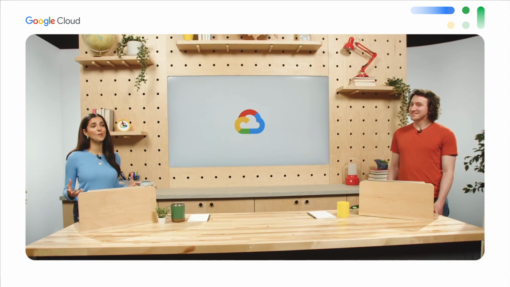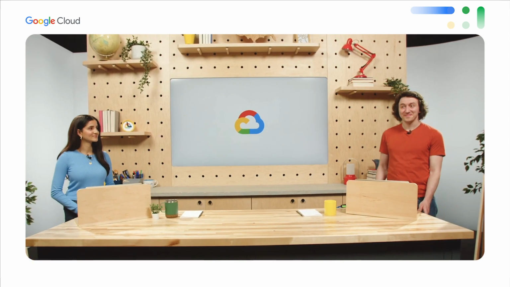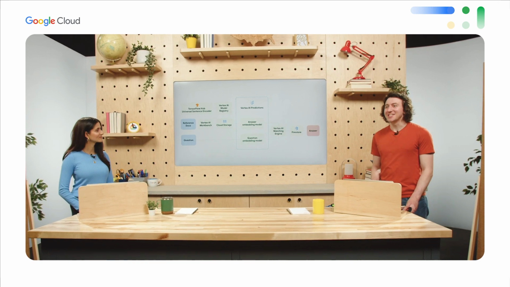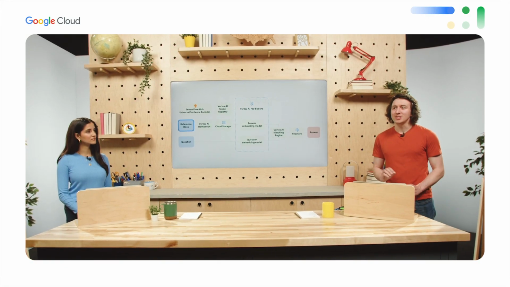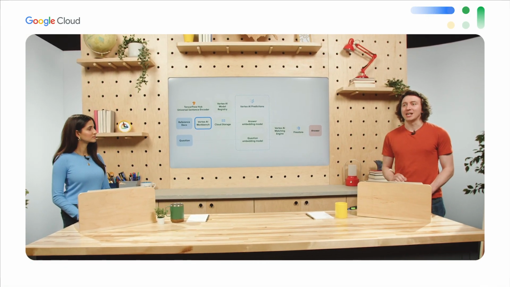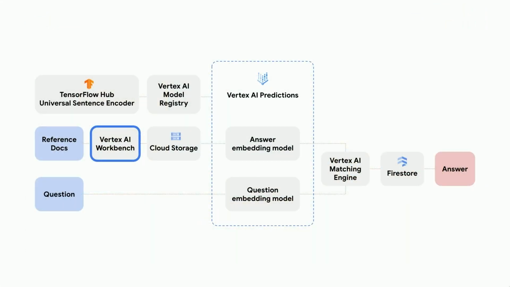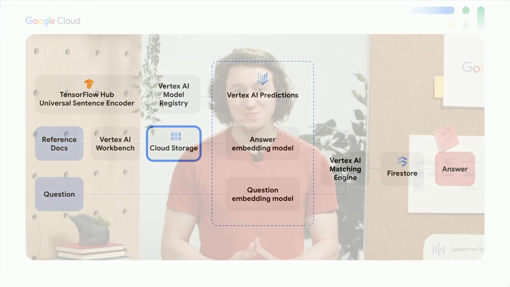So let's take a look at how we can use Google ML products to help us build the system. To build our question answering system, we'll start with a set of reference documents. Then we'll extract that text and split it into paragraphs, and we'll use these as our answers. We'll do this pre-processing within the Vertex AI Workbench and store the results in Cloud Storage.